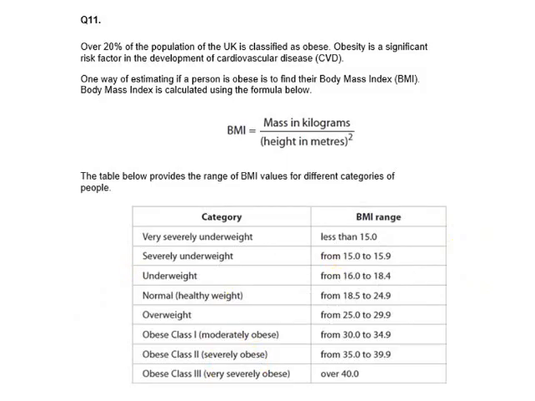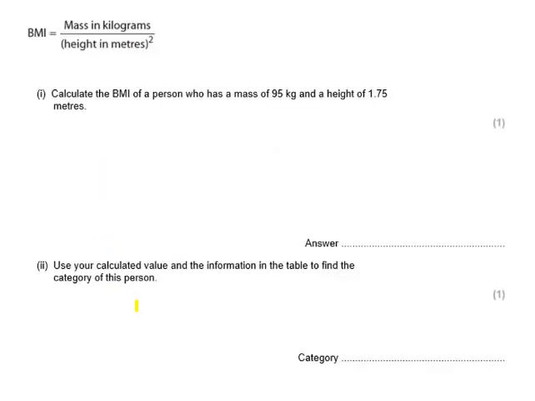Question 11. Over 20% of the population in the UK is classified as obese. Obesity is a significant risk factor in the development of cardiovascular disease. One way of estimating if a person is obese is to find their body mass index, with the formula we've already seen earlier on. And again, it gives you all the categories that someone may have. Calculate the BMI of a person who has a mass of 95 kilograms and a height of 1.75 meters.